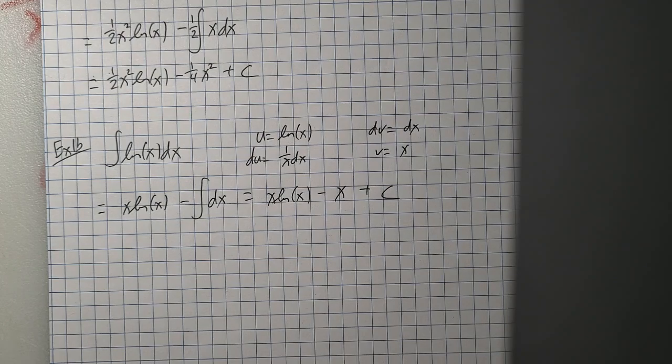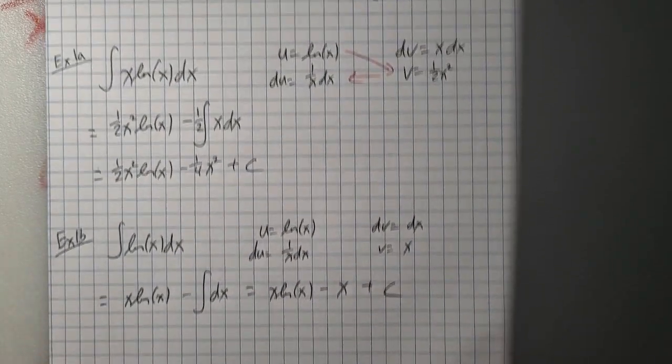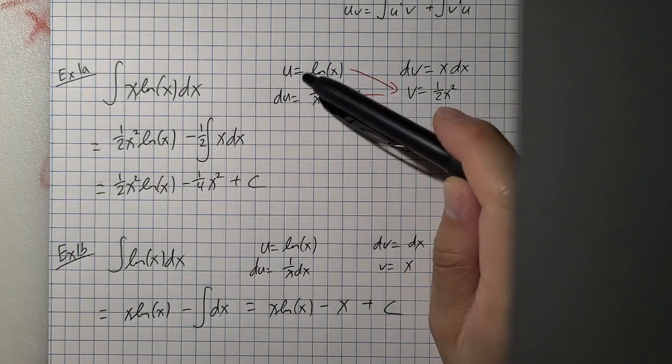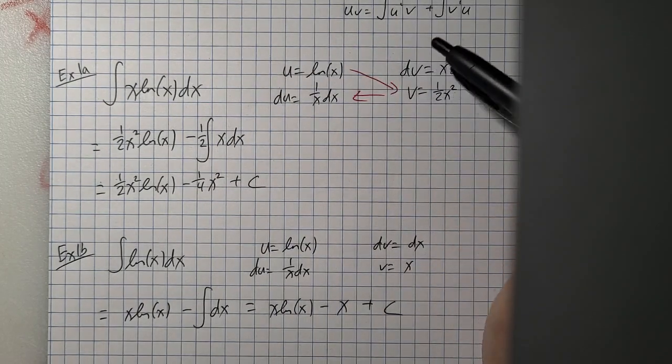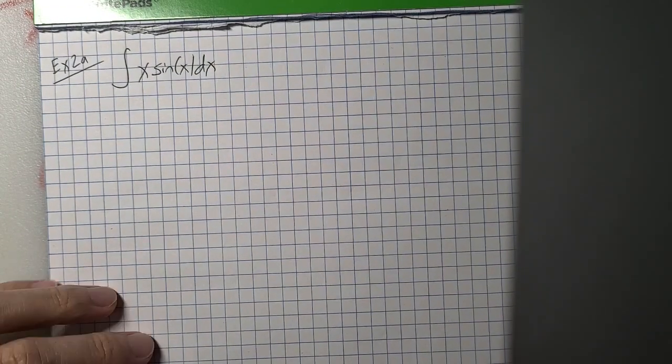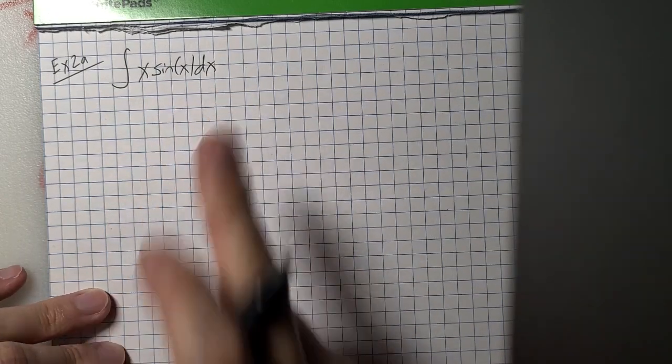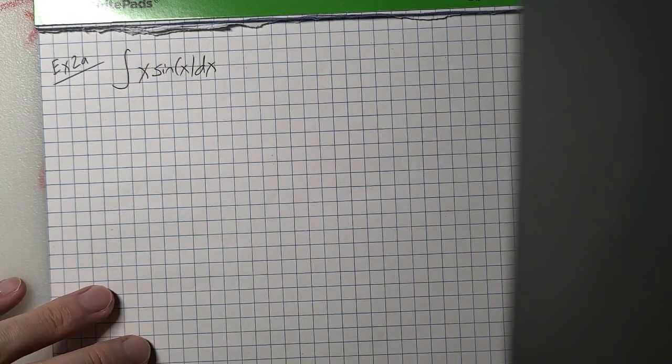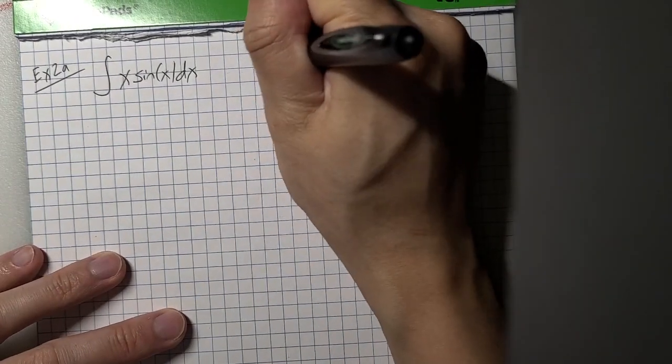That's the first category of integration by parts. The trick was we had to pick u as something we know the derivative of, and dv has to be something we know the antiderivative of. Okay, we're on example 2 now. We have the integral of x sin x dx. So how do we choose our u? How do we choose our dv?